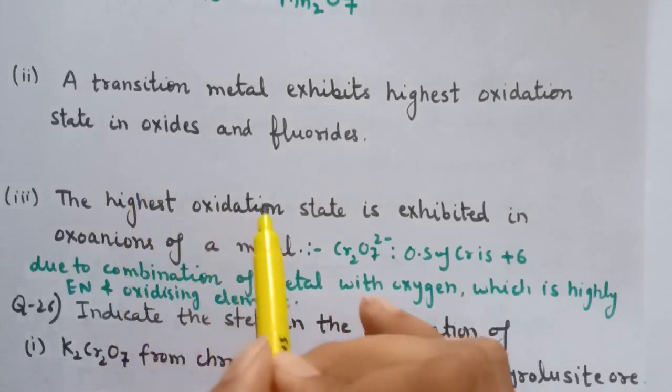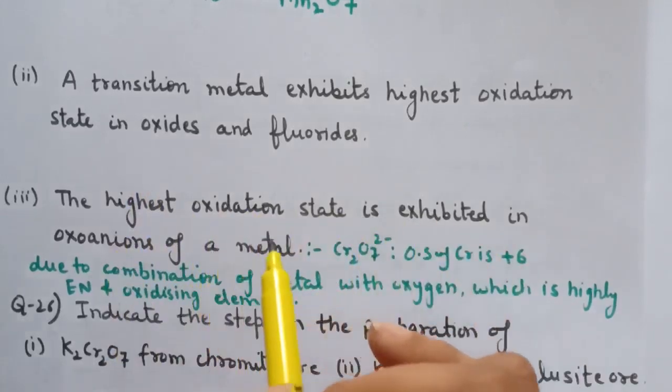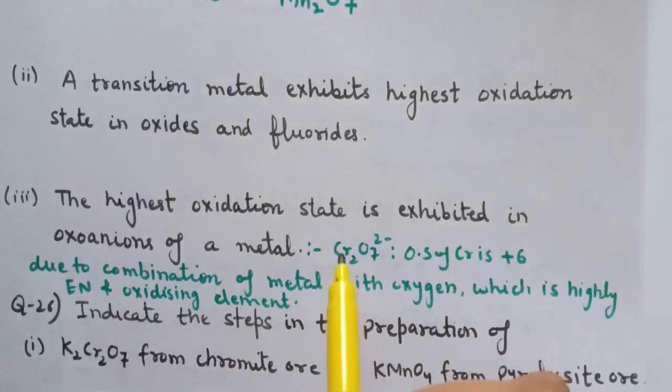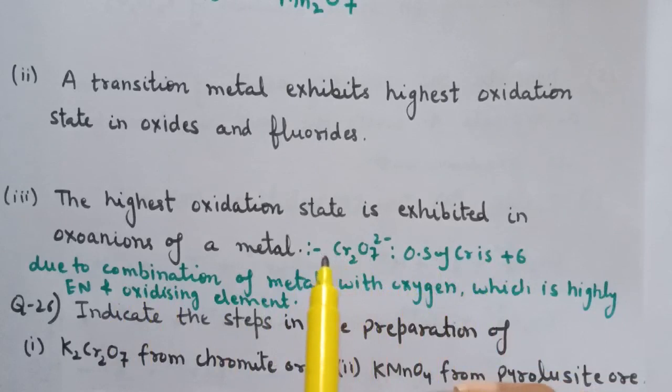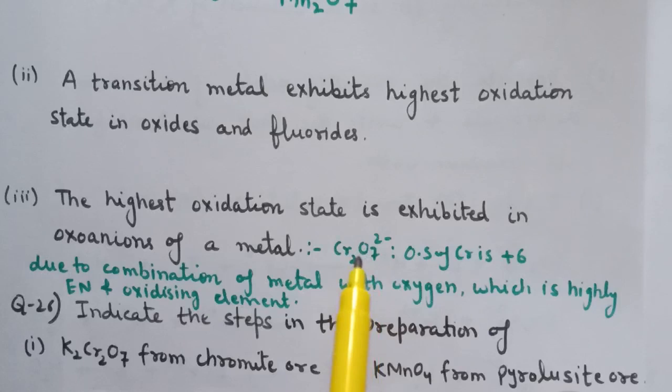Third part is, the highest oxidation state is exhibited in oxoanions of a metal. So here is the example, Cr2O7 2-. This is the oxoanion of a metal, that is the oxoanion of chromium. Here the oxidation state of chromium is +6, that is the maximum oxidation state of chromium, and here oxygen is combining with this metal, which is a highly electronegative and oxidizing element. Here oxygen is small in size and highly electronegative and oxidizing. That is why the highest oxidation state is exhibited in oxoanions of a metal.